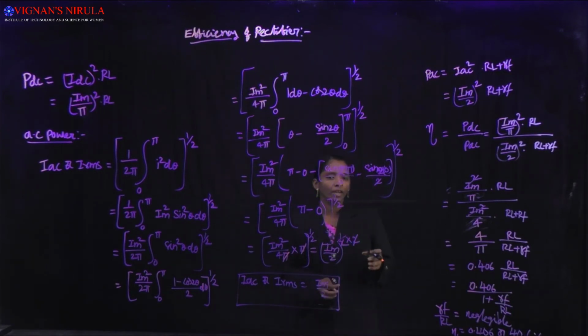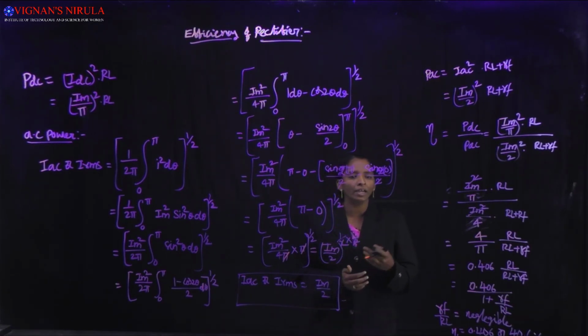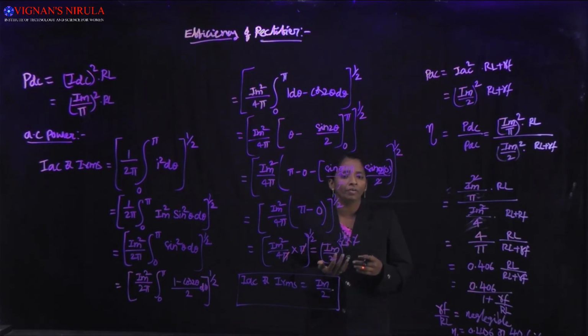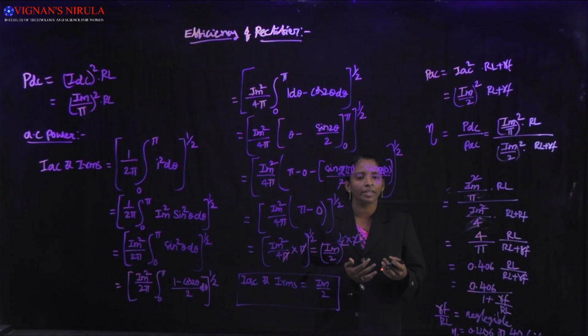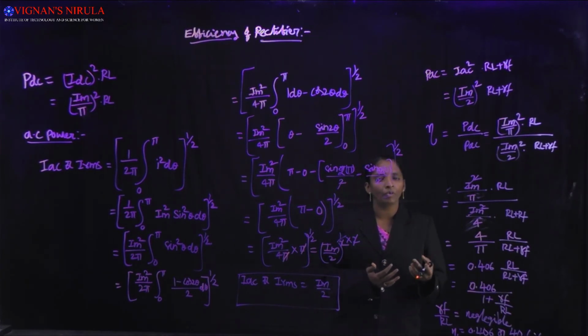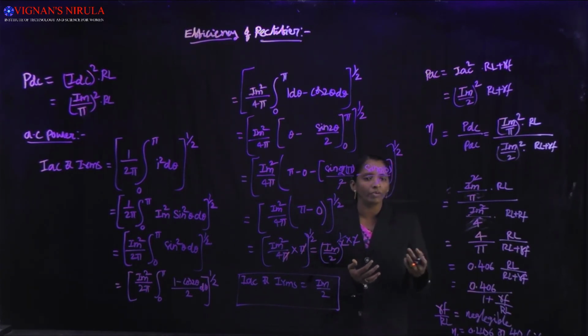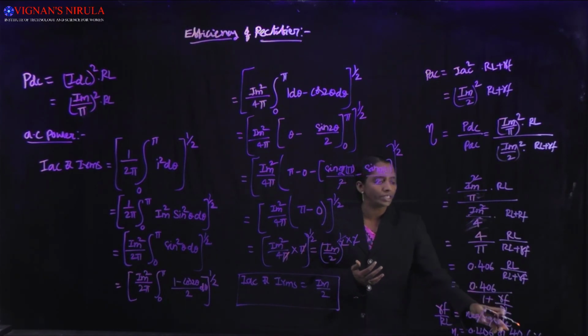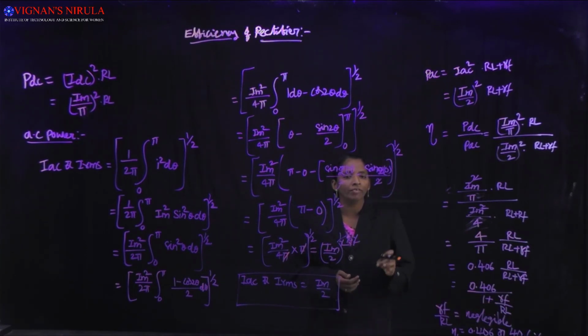If you take the full wave rectifier, we will get double the efficiency, because in the full wave rectifier we are getting output for both cycles, for the positive half cycle and for the negative cycle. So for the full wave rectifier we are getting efficiency double that of the half wave rectifier. We will see the efficiency of the full wave rectifier in the next video. Thank you.